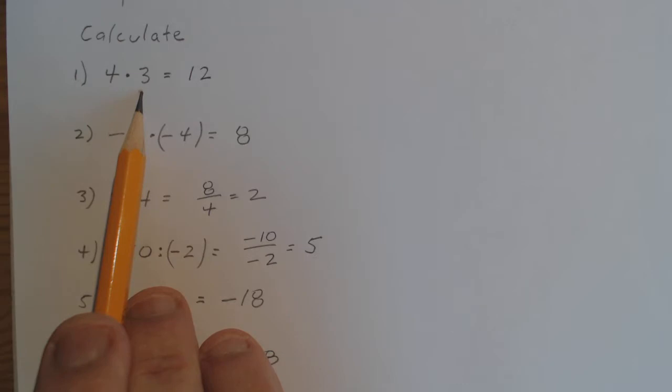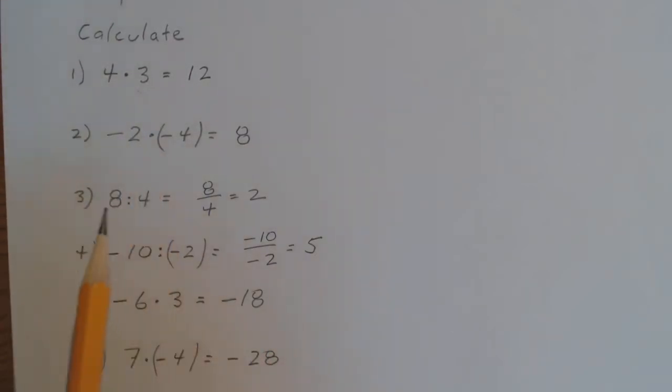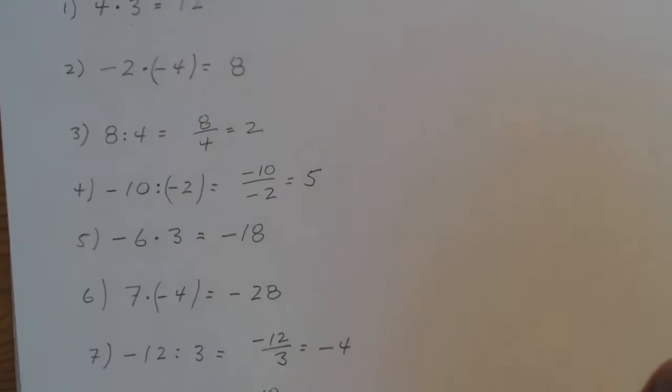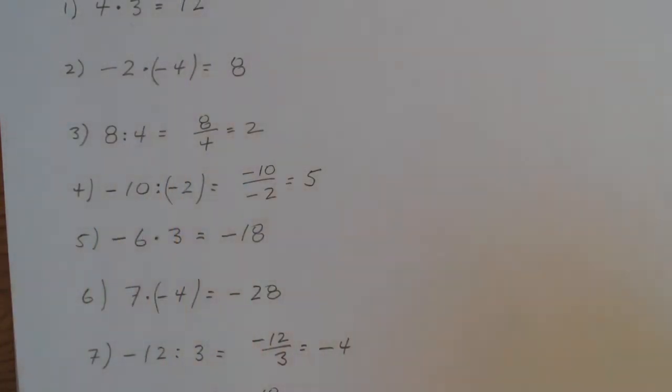Both numbers here are positive. In number 2, both numbers here are negative. In number 3, both numbers are positive. In number 4, both numbers are negative. In other words, the signs are the same in all of these first 4 examples.